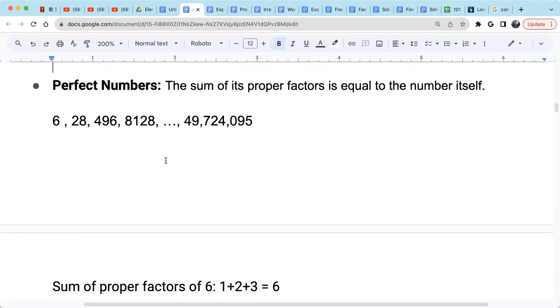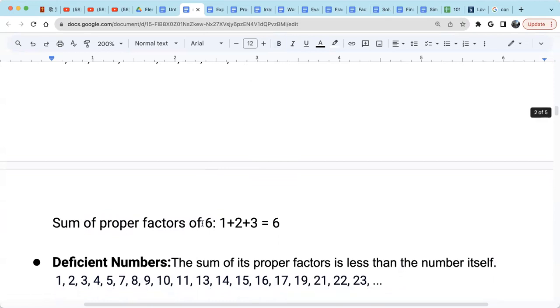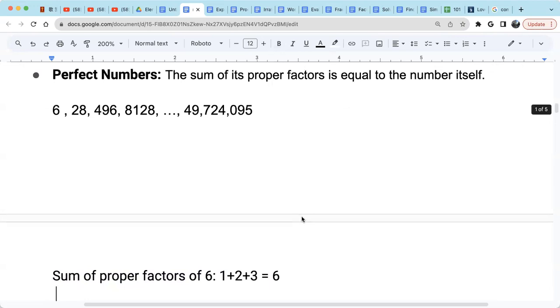Perfect numbers. A perfect number means the sum of its proper factors is equal to the number itself. Within 100, there's only 6 and 28, with 2 not included. Then the next one is 496, then 8,128. And a couple of years ago, we found a new one. So perfect numbers are not as many. 6 is the smallest perfect number. The proper factors of 6 are 1, 2, 3. Add those 3 up, that's 6. So that's a perfect number.